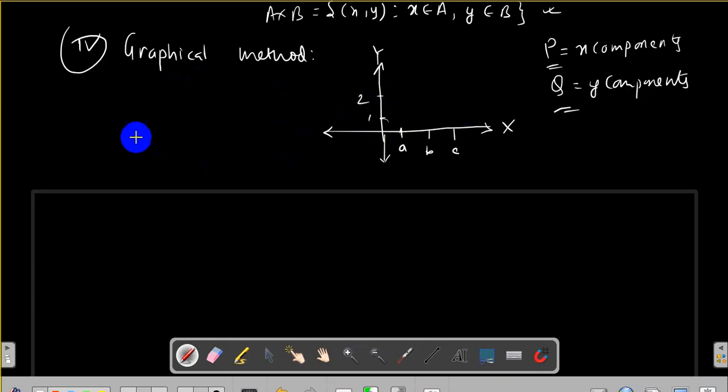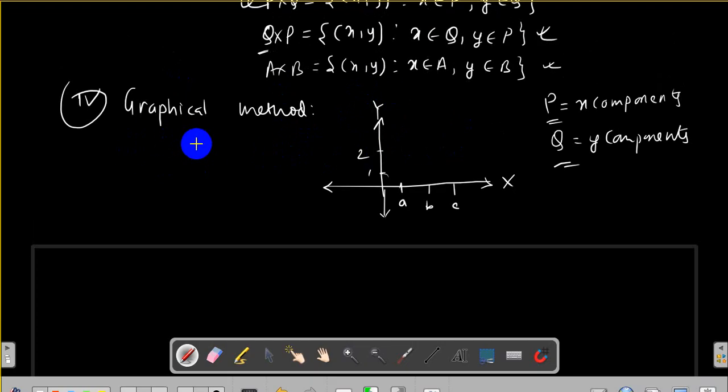Now, if we need to plot all the order pairs from P to Q, there is a comma 1, so a comma 1 lies here. A comma 1 means we should go along the x axis for a units, and then along the y axis for 1 unit. Then a point is obtained, which is a comma 1. This is the point.